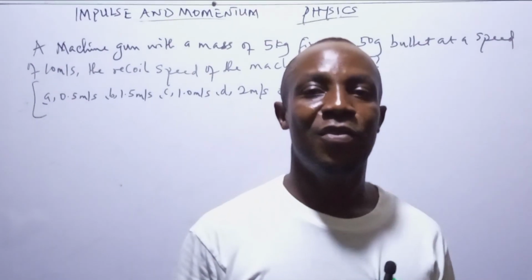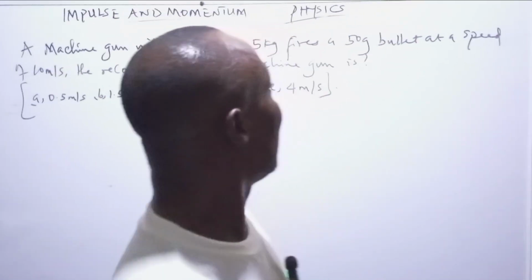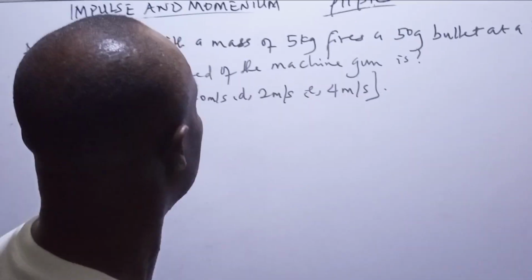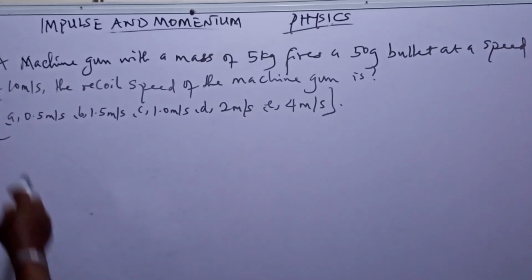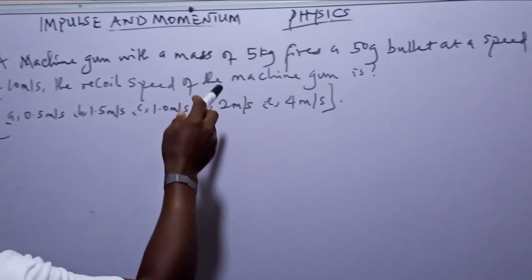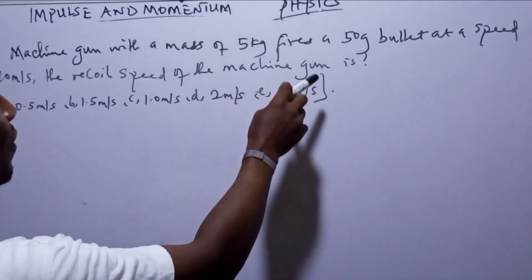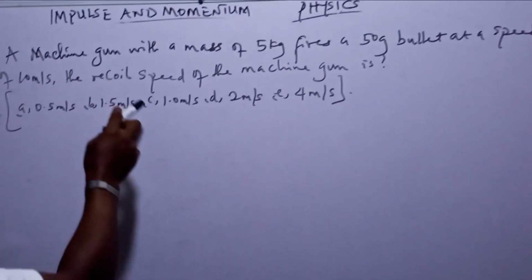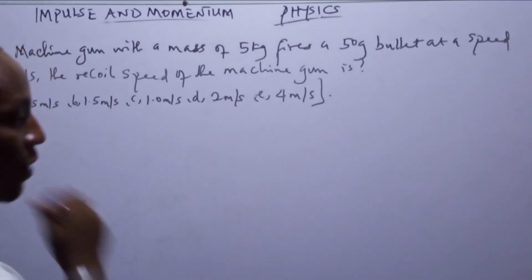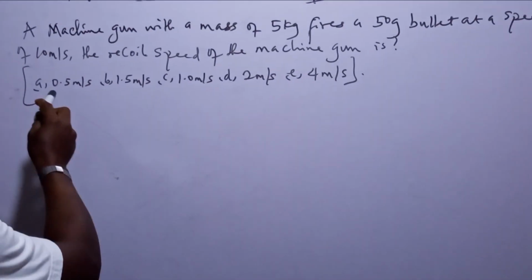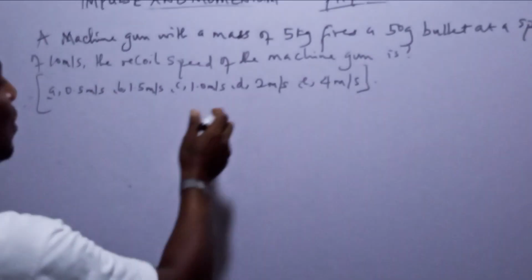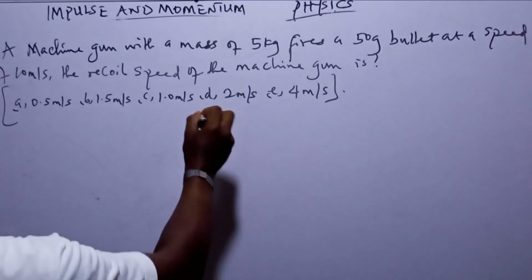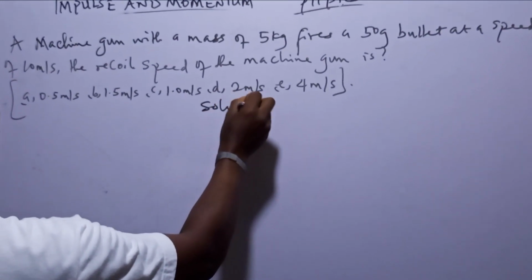Hi guys, and welcome to class, still on impulse and momentum. We have here another problem to solve. It states that a machine gun with a mass of 5 kilograms fires a 50-gram bullet at a speed of 100 meters per second. The recoil speed of the machine gun is what? It's an objective question. You have A 0.5 meters per second, B 2 meters per second, and C 1 meter per second. Let's see what the answer would be.